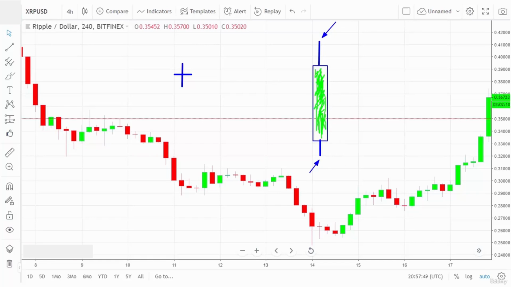So what does the body itself mean? Well, besides the fact that we have gone higher, the body shows the opening and closing price. Well, if it went higher, then obviously the bottom of the body was where we opened and the top is where we close. So think of it this way. We opened here, we fell a bit, we rallied all the way up here and then closed up here. We closed higher than we started.